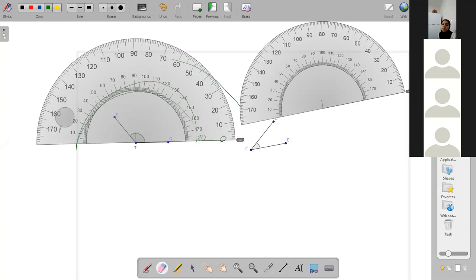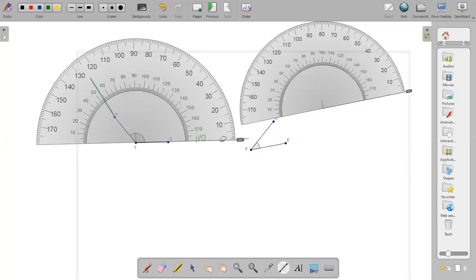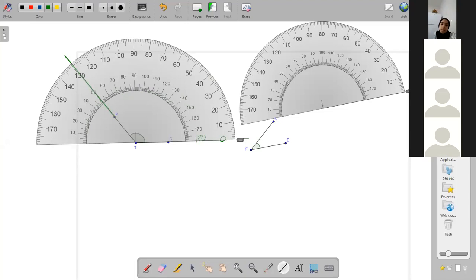Yes, it's outside. Zero is written outside. On the inside scale they started with 180, 170, 160. Start counting from zero until you reach the point K. I can extend the line as much as I want so I know exactly how much. Use the outside scale.